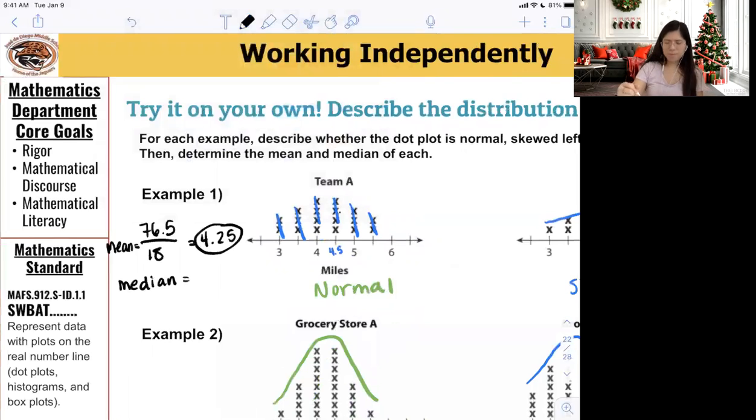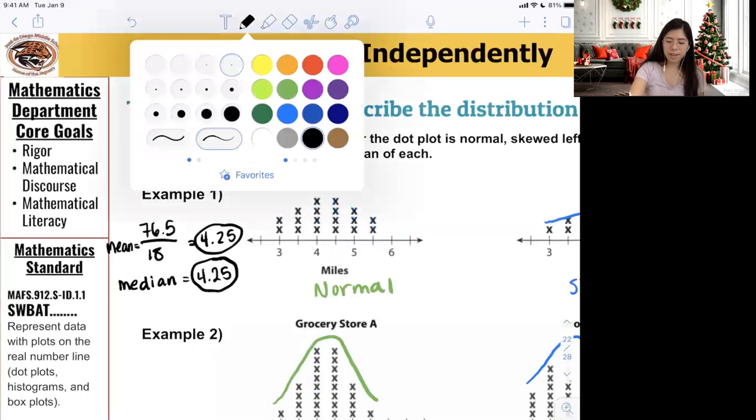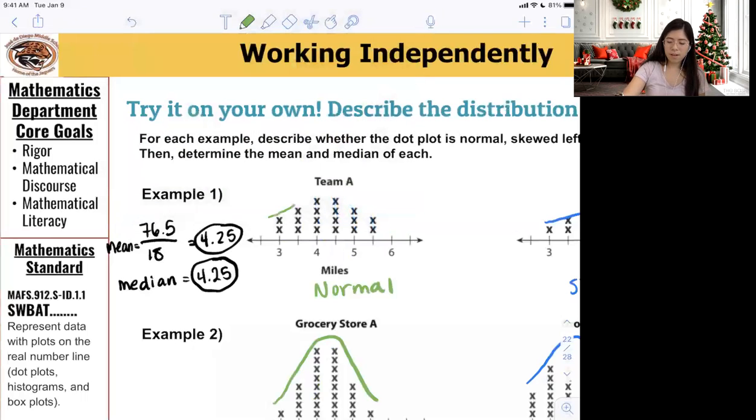What's 8.5 divided by 2? You should get 4.25. So what happens? My mean and my median are the same. They're exactly the same. Can you repeat how you got the median again?